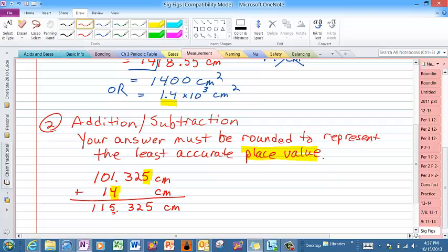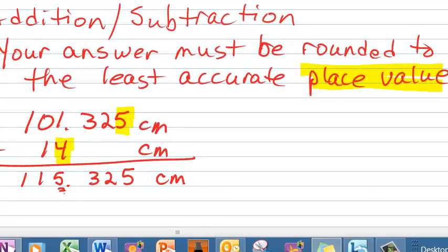And so what I need to do is round my 115.325 centimeters. I need to round it to the ones place, so I'm going to look at the digit that's just after it. We talked about rounding today as well. Because it's less than 5, I'm going to round it down to 115 centimeters. So again, I'm looking at the place value.